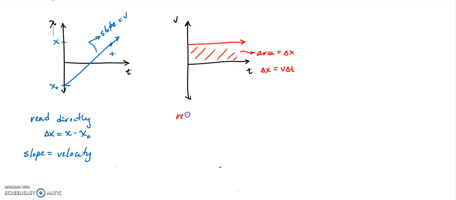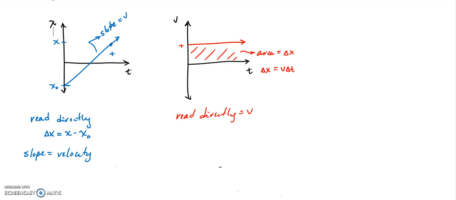So if I read it directly, then I get the velocity. Here you can see the velocity is some positive number and it never changed. So I would say, during this entire time, the velocity is +2 because it never changed. So I'd read it directly.